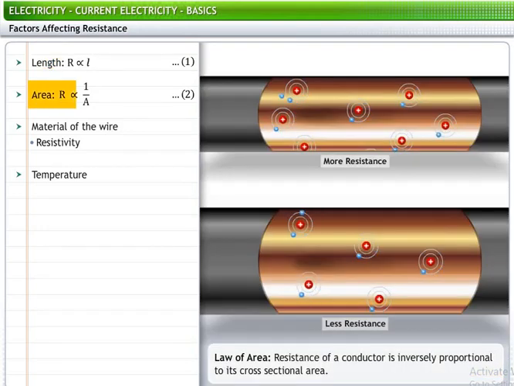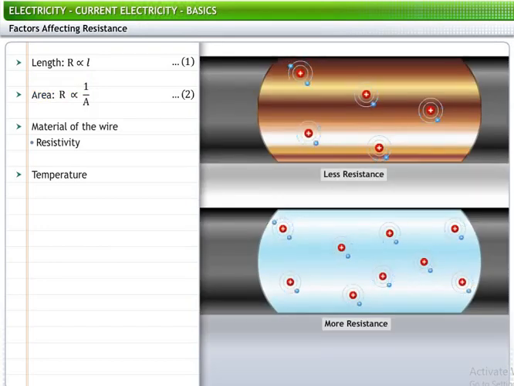Secondly, the resistance of a conductor is inversely proportional to its cross-sectional area. Larger the area of the conductor, lesser the resistance offered. This relationship between resistance and the area of a conductor is termed as the law of area.